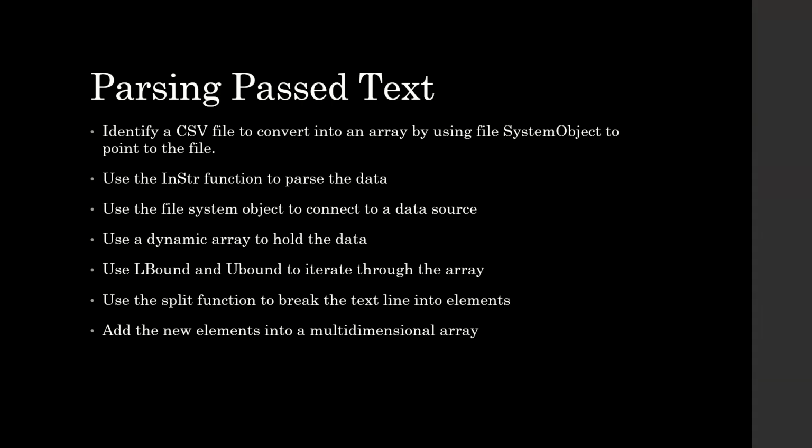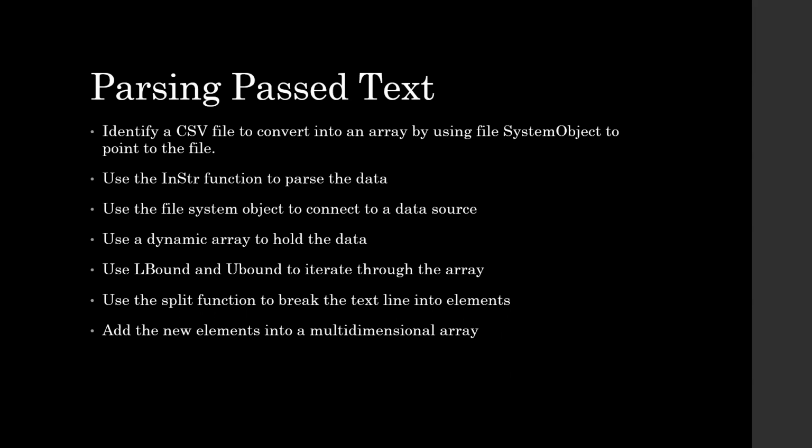We can also parse past text. So for example, let's identify a CSV file to convert into an array by using that file system object to have the connection. In order to do that, we're first going to use that InString function to parse through the data and look for whatever delimiter is being used for that file. We can use the file system object to connect to the data source.